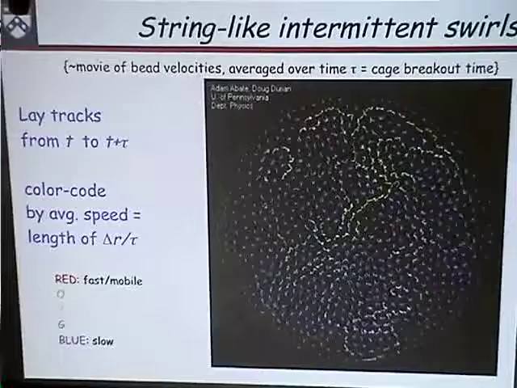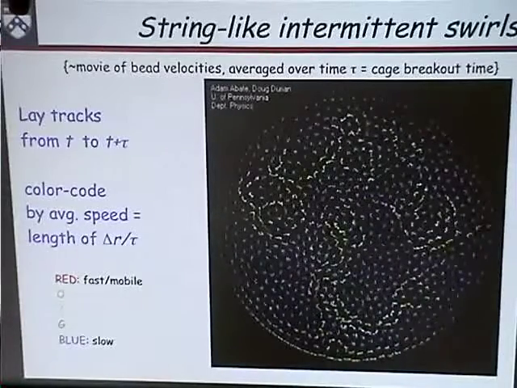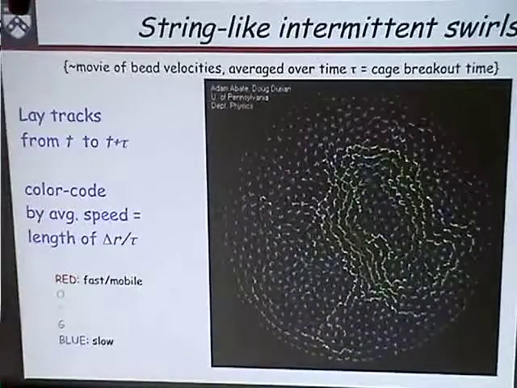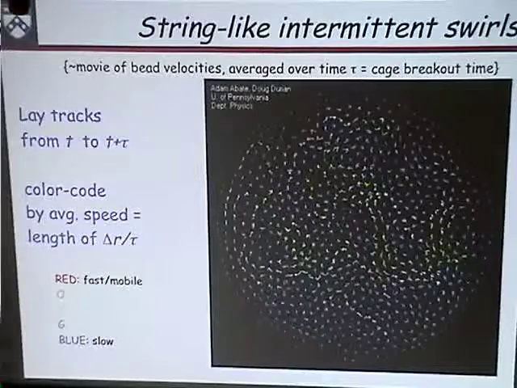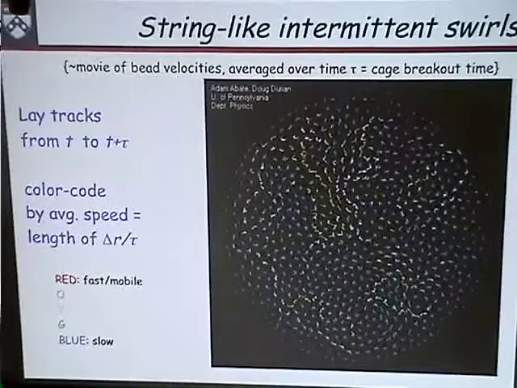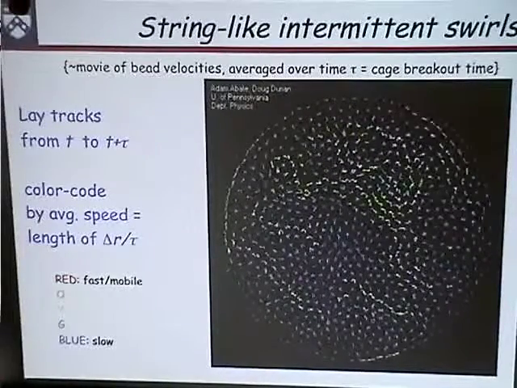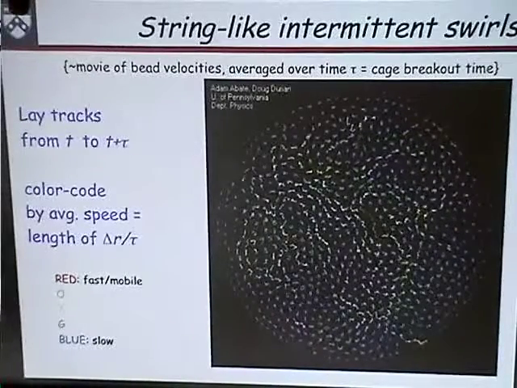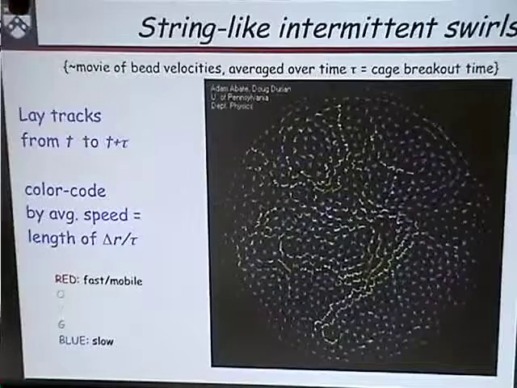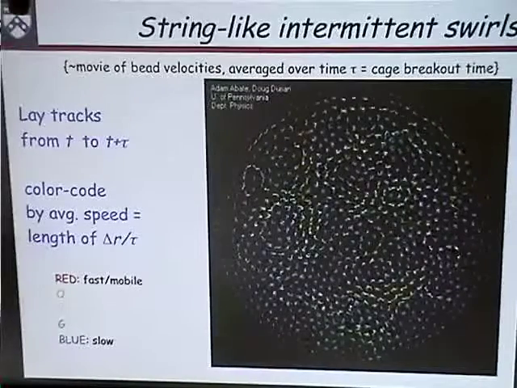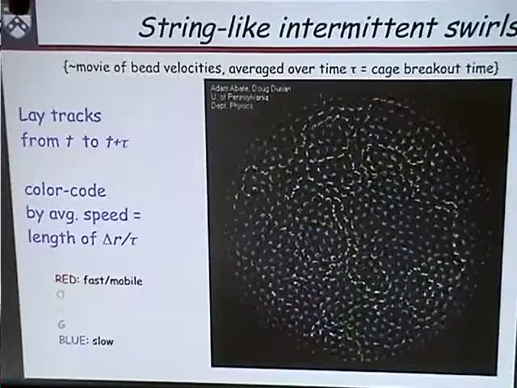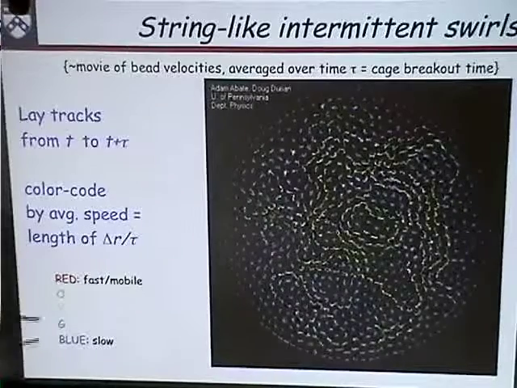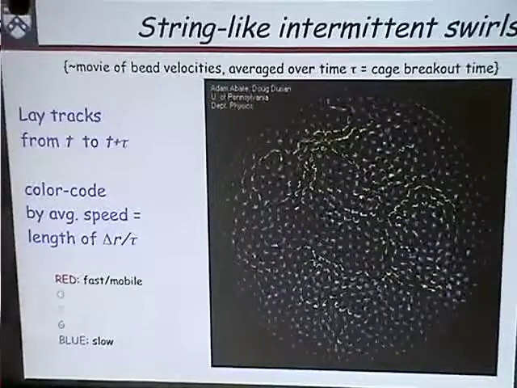These string-like swirls that come and go, those are the dynamical heterogeneities. They're color-coded according to the end-to-end displacement. So that's really the average velocity across that time interval. Red means the largest displacement across the time interval, the most mobile particles, and blue corresponds to the smallest mean squared displacement across the time interval. They're the slowest, and the colors of the rainbow go everywhere in between.